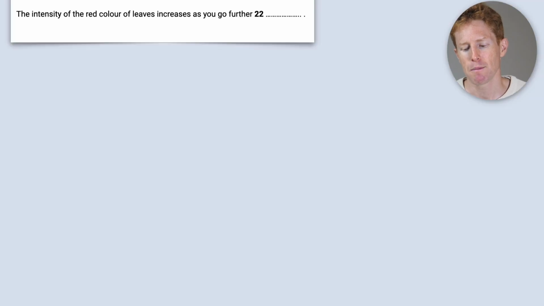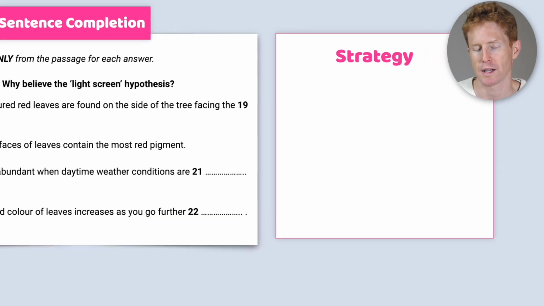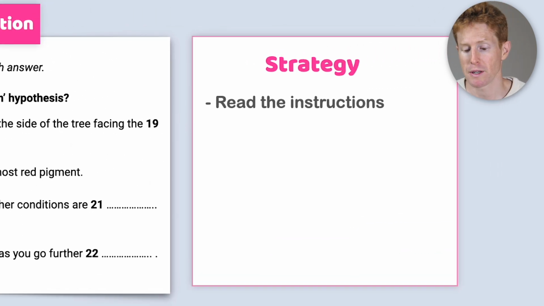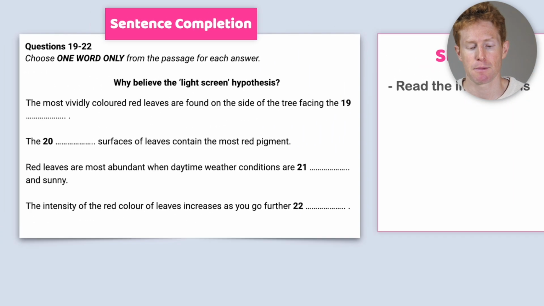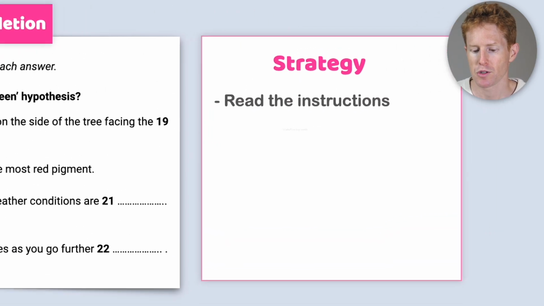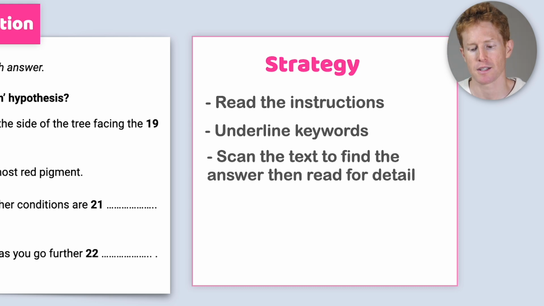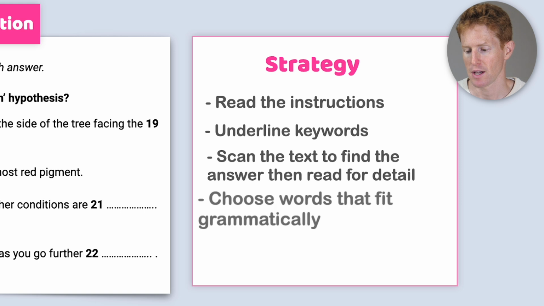Okay, let's now move on to the sentence completion task. What's our strategy? Well, first of all, we need to read the instruction, particularly this part, one word only. Then we're going to underline keywords. We're going to scan the text to find the answer, then read that part in detail.